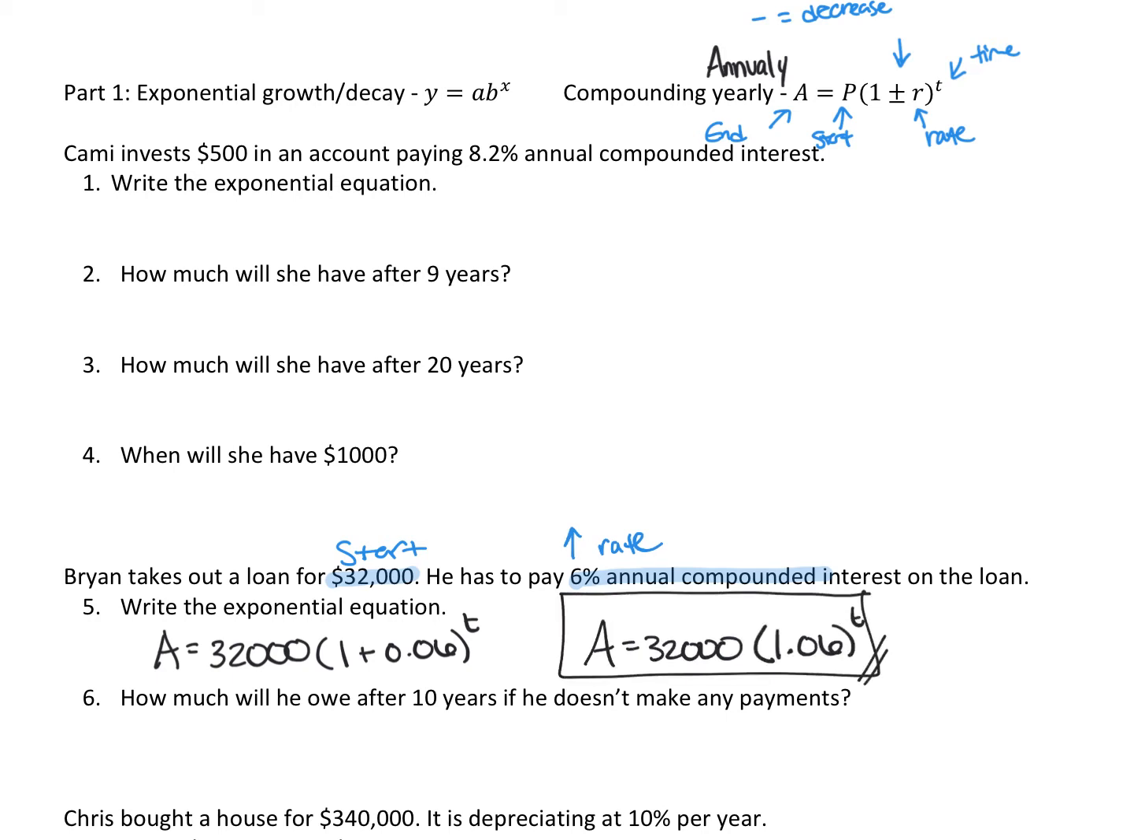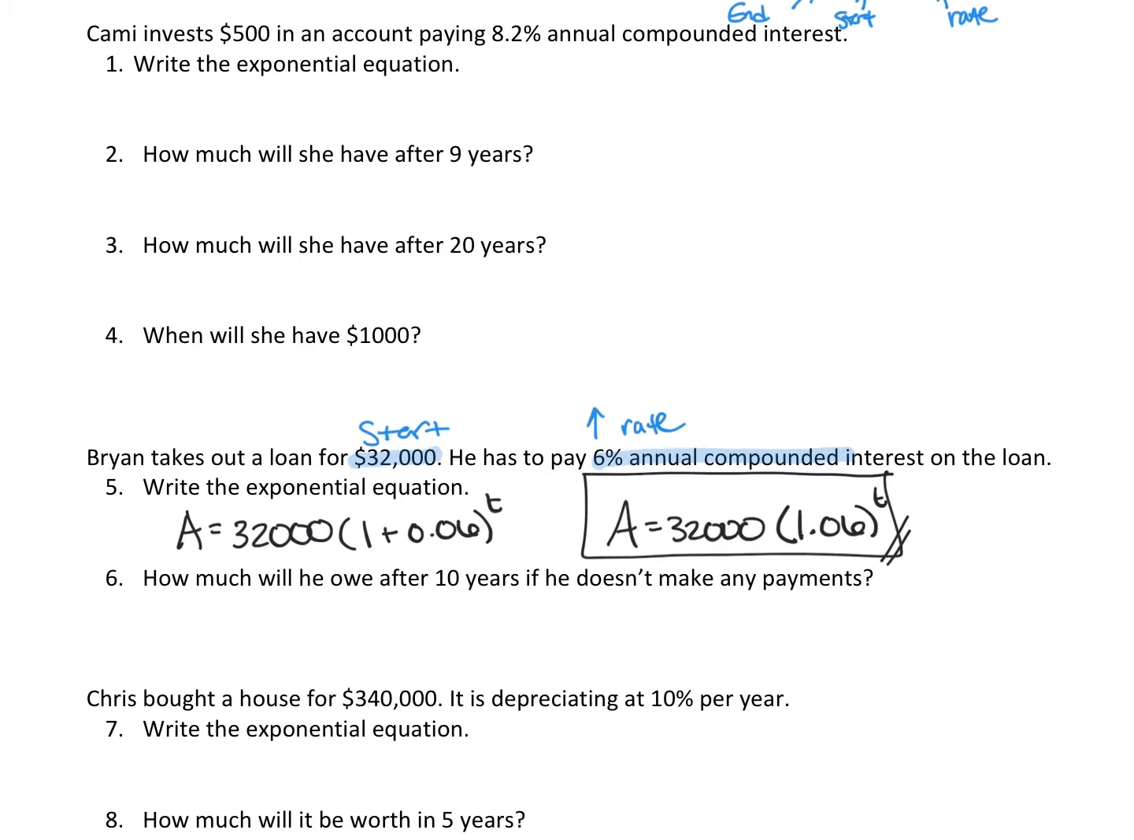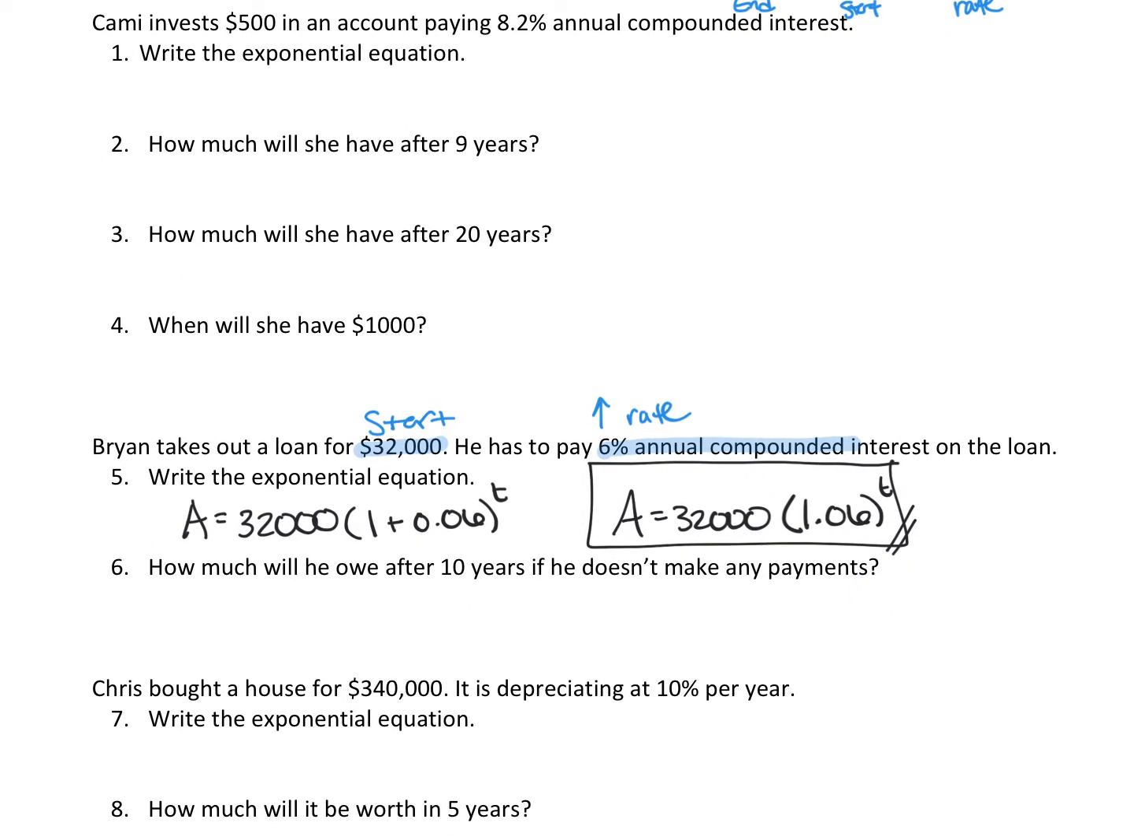So the next question says, how much will he owe after 10 years if he doesn't make any payments? So that is our time now. This is our time, so 10 years. So I'm going to try to find A of 10. So it'll be 32,000 times 1.06 to the power of 10.